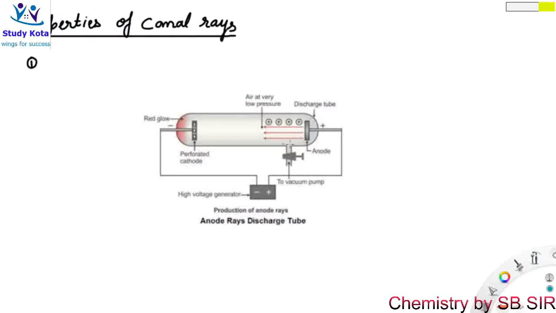Properties of canal rays. So when canal rays are generated, when anode rays are generated, these particles move from positive to negative. So the first property we can say is that these particles are attracted toward negative charge, so we can say that the charge on the particle is positive. The first property is they are positively charged.